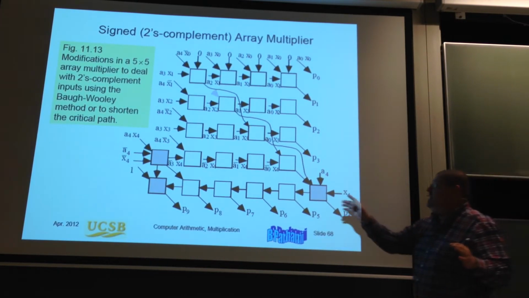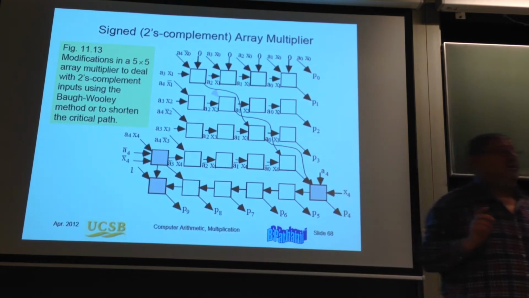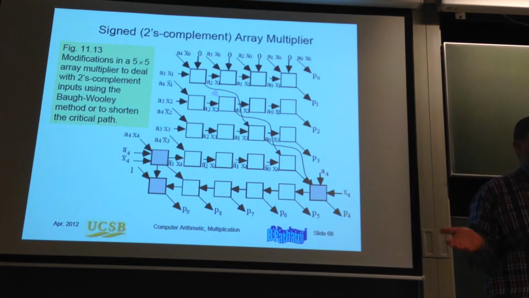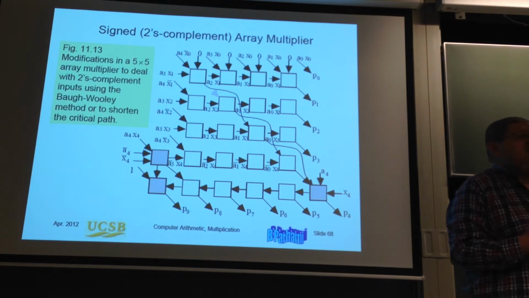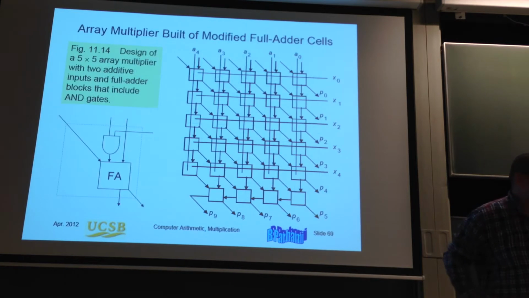Then if I jump over stages, I'm actually destroying the regularity, and I have longer wires. Then basically, I will not do that. I will keep the regular structure.